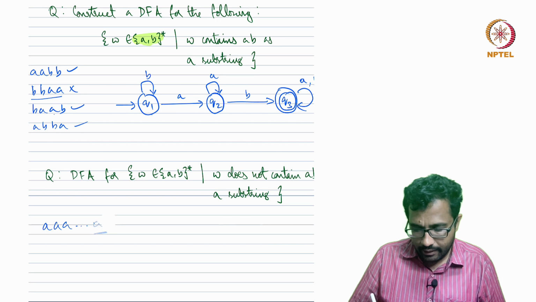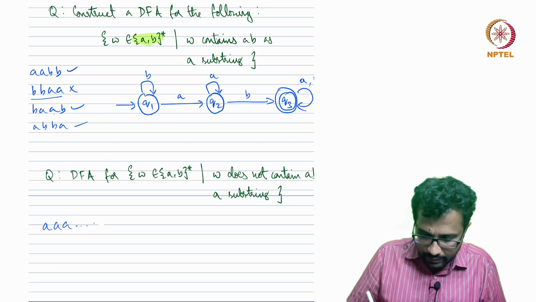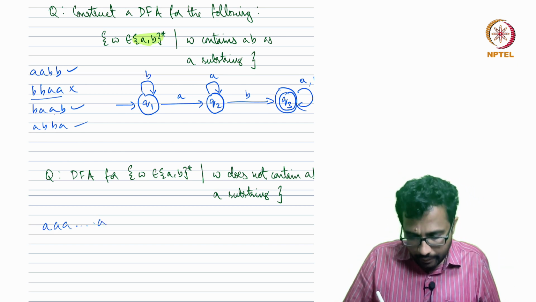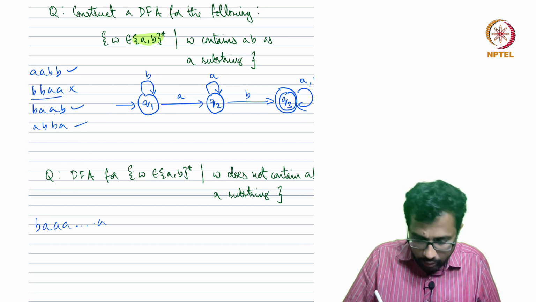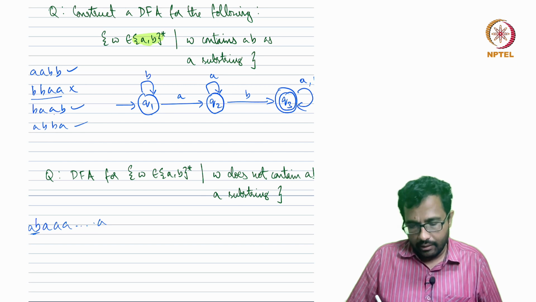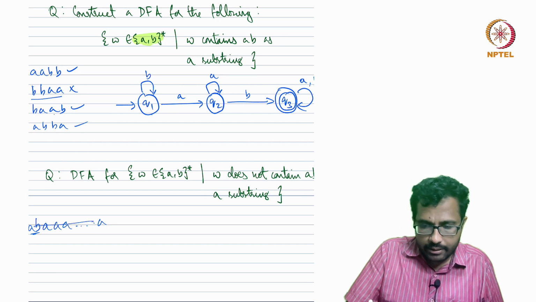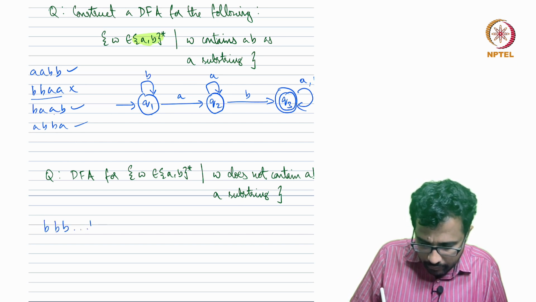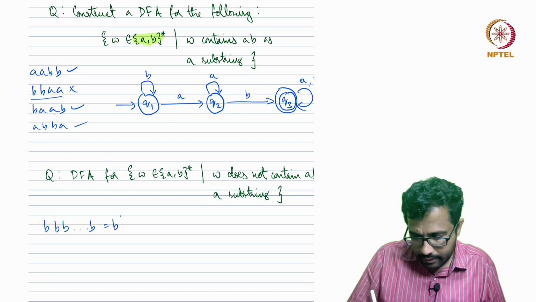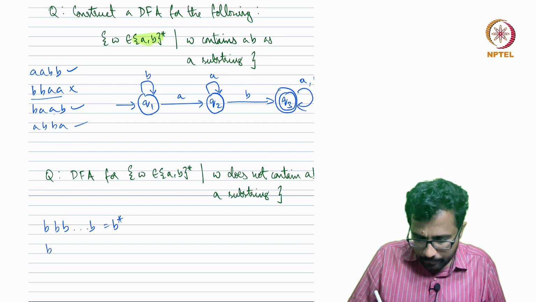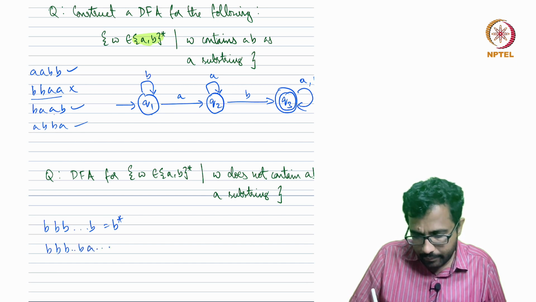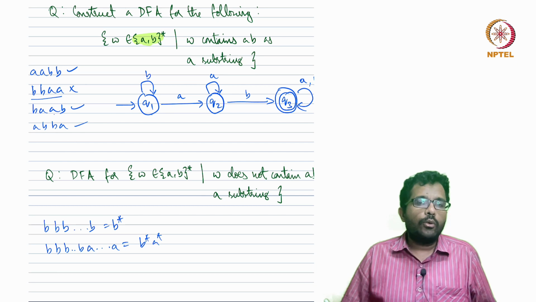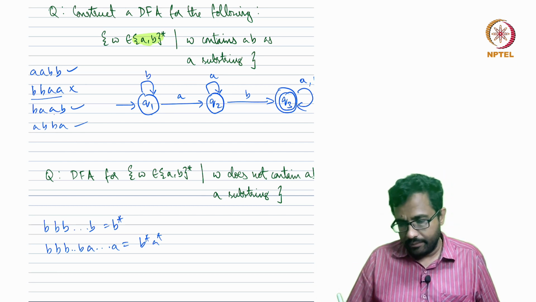So once you see an A, you have to only be seeing A's. But you could see B's prior to the A's. You cannot have A's prior to the B, because then again it's an AB. So the only two things possible are strings of the form B, B, B, B, full of B's, in other words B star, or some number of B's followed by some number of A's, which is B star A star. So these are the only set of strings that should be accepted.